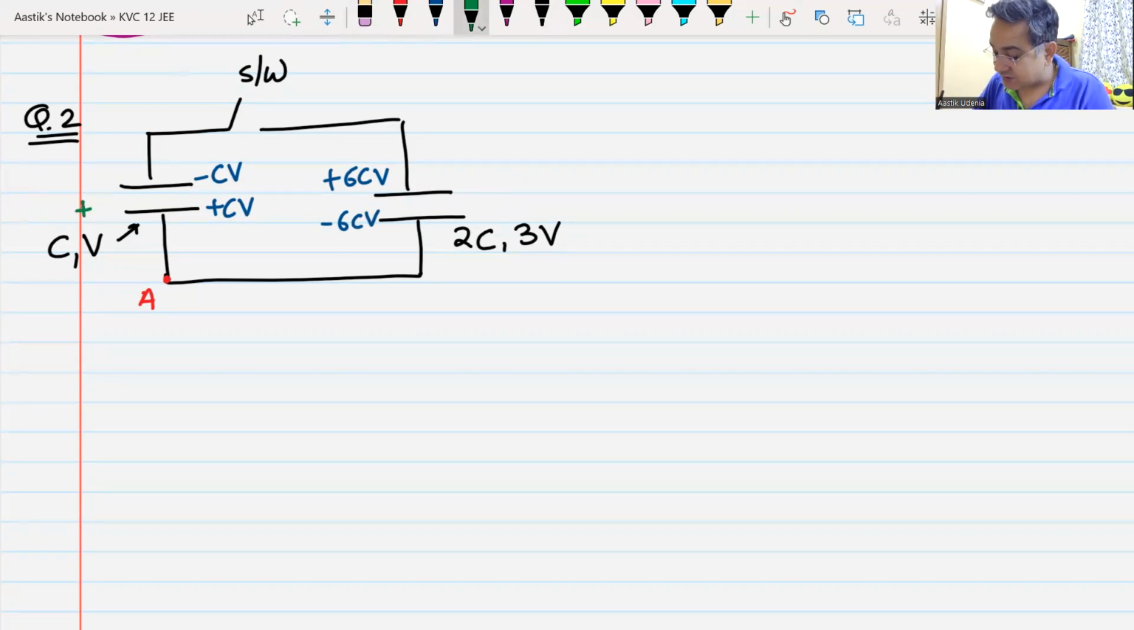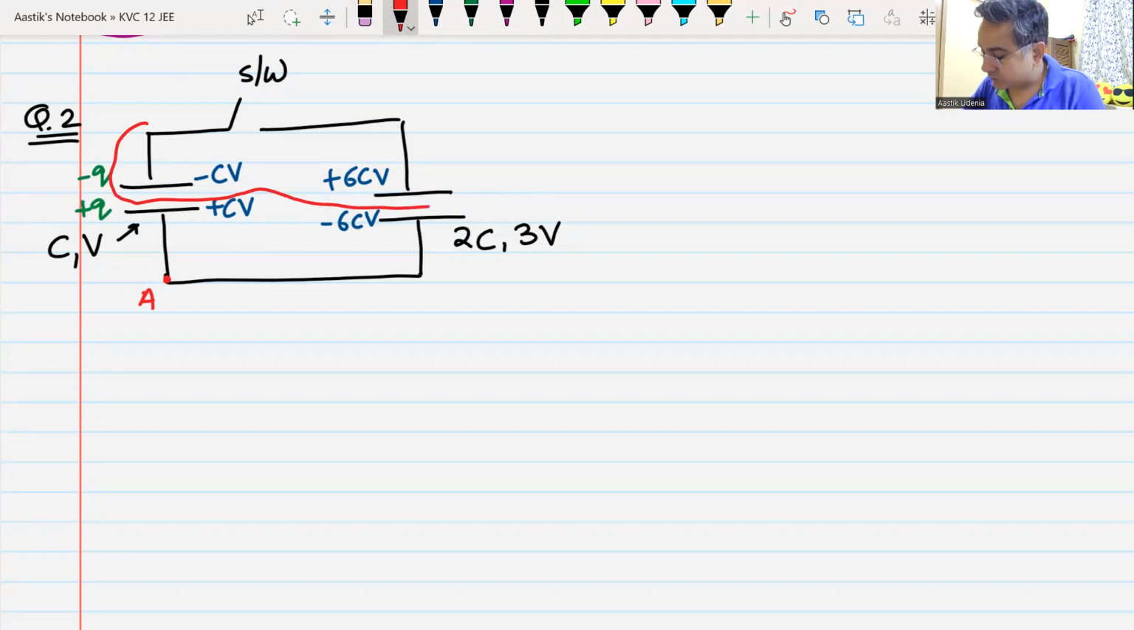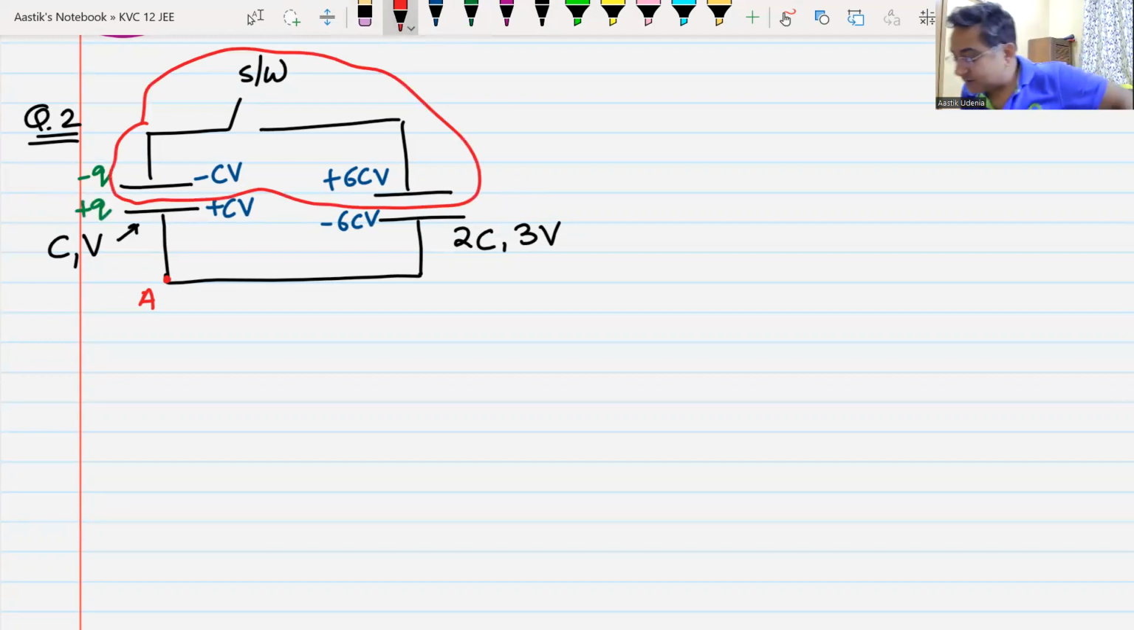Let me call this charge as plus Q and let me call this charge as minus Q. Then I must take the isolated system. And this is the isolated system. The total charge on this system is how much? Plus 5 CV. Let me call this plate as a positive plate. How much charge will come on this plate? CV minus Q plus Q.